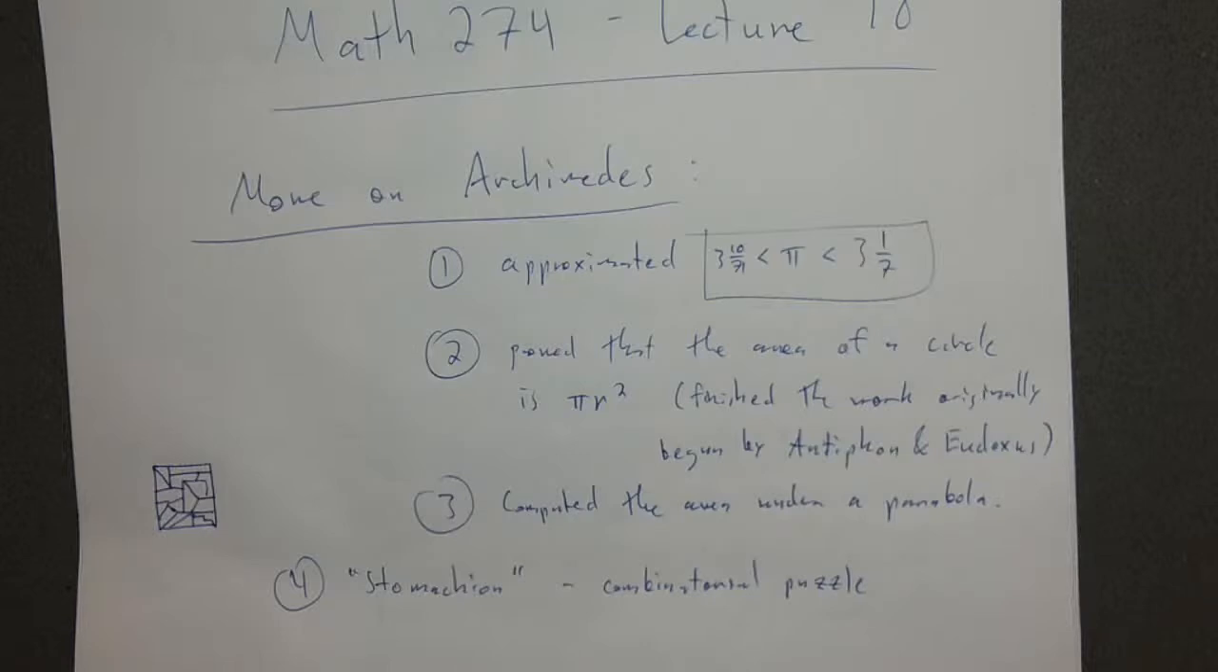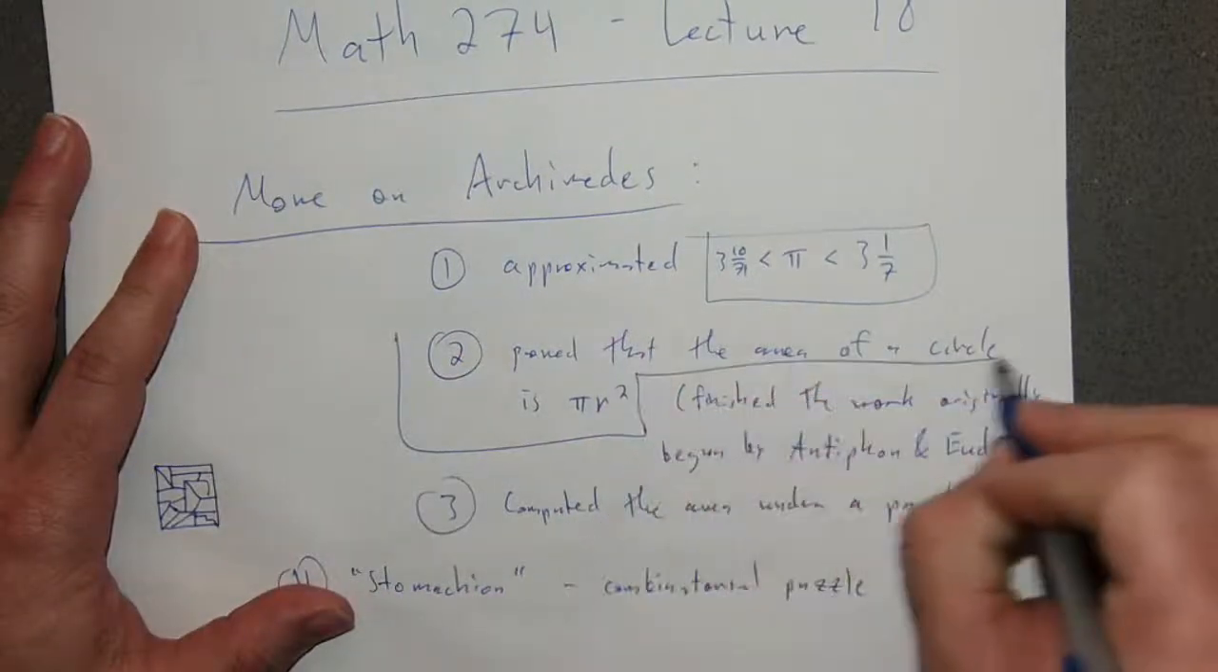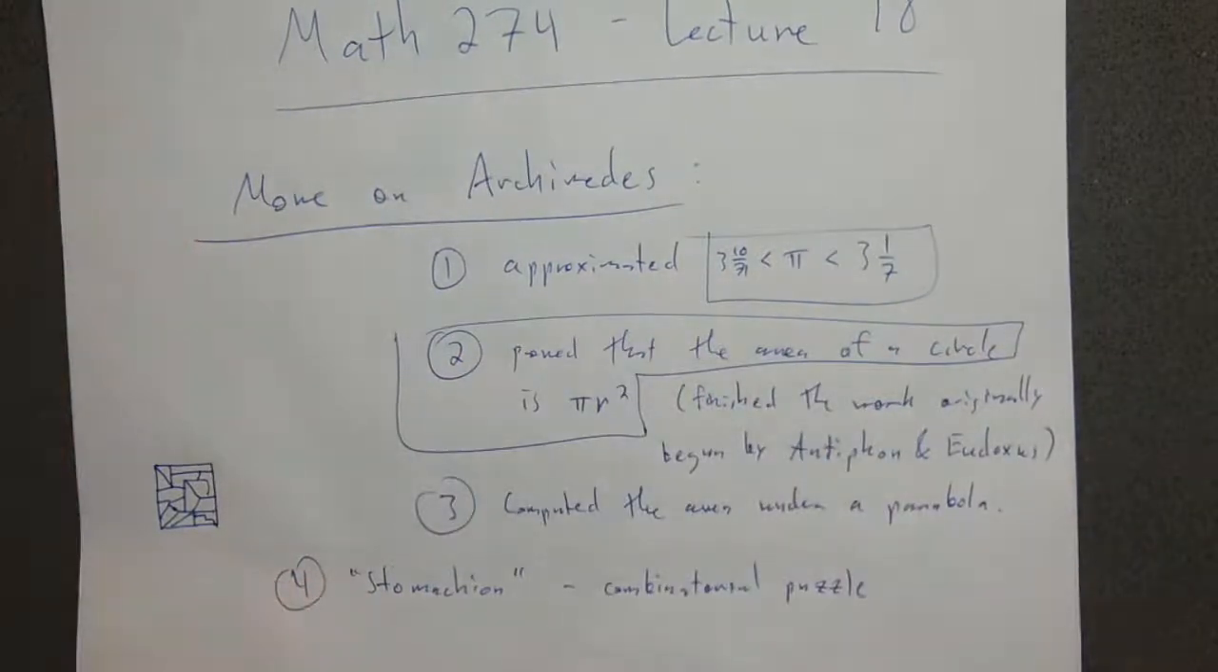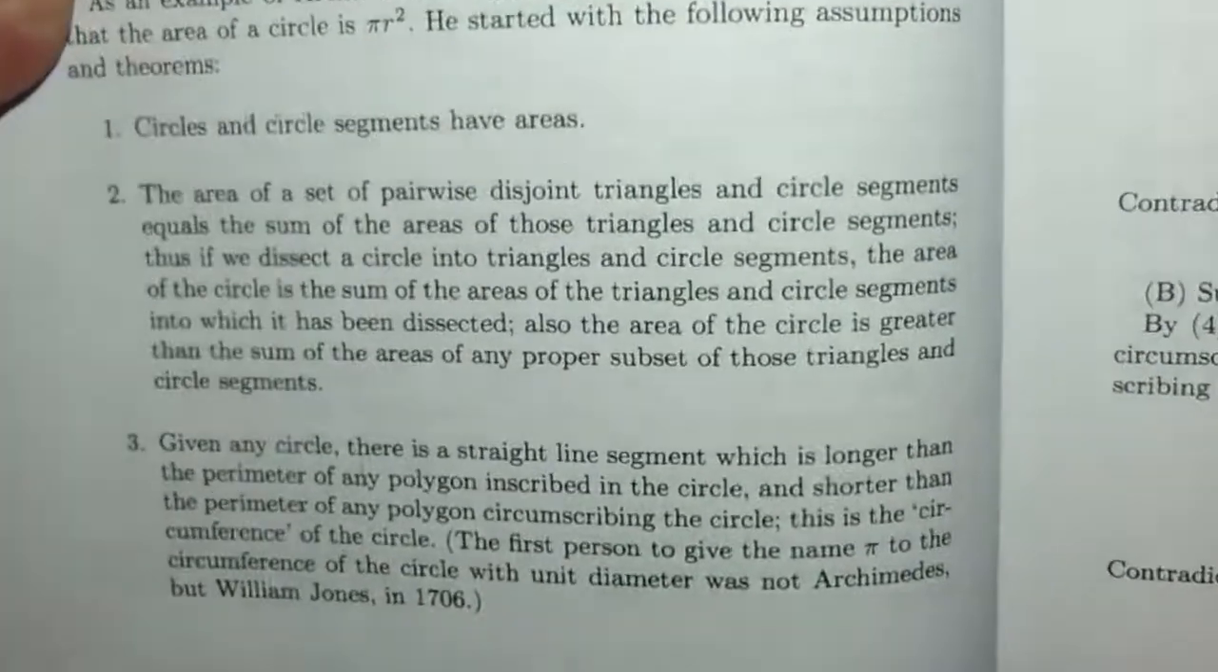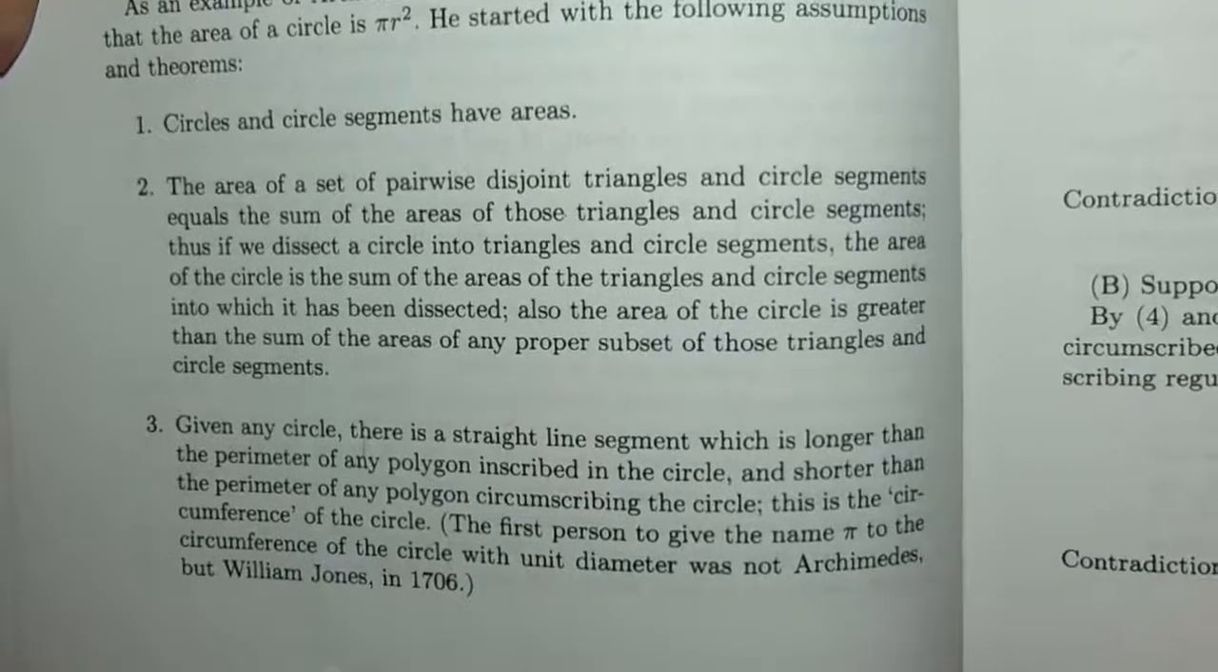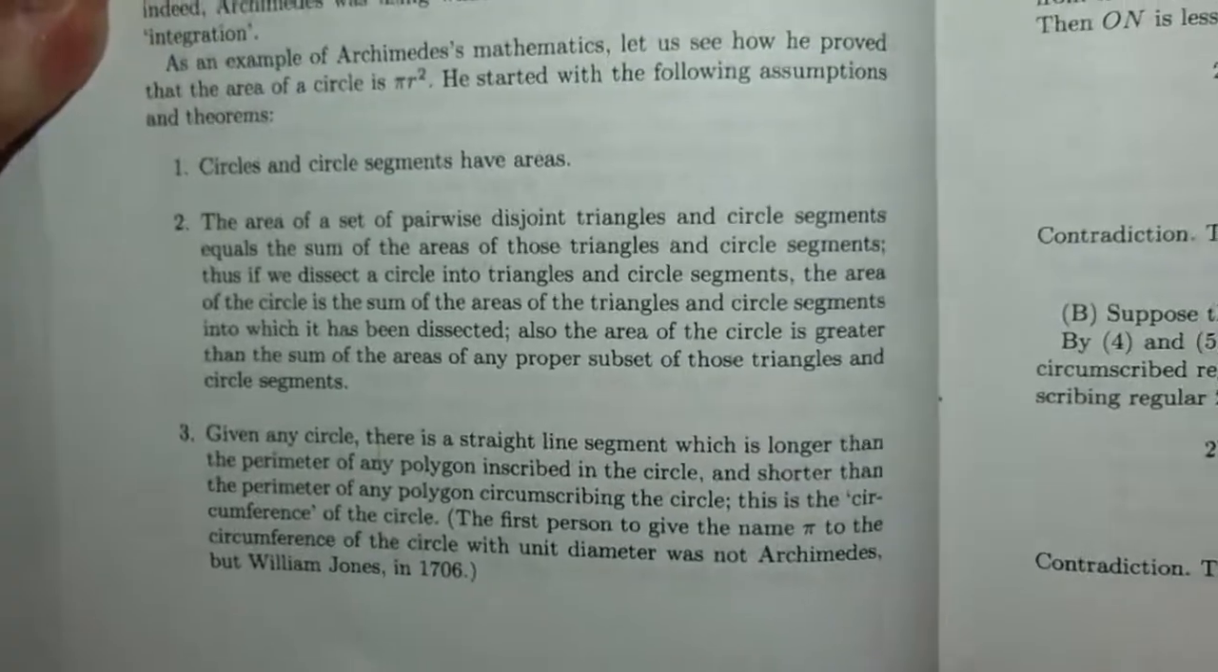So I wanted to go over Archimedes' reasoning behind this proof that the area of a circle is given by this famous formula, pi r squared. Okay, so how did he prove this? So let me bring this closer and zoom in. Okay, and so here are the assumptions, right?